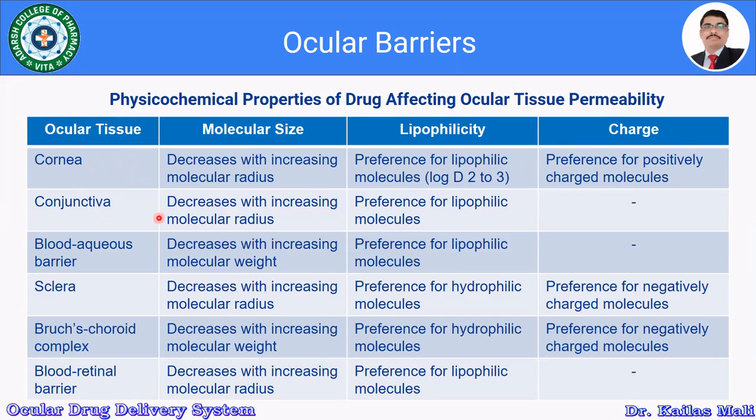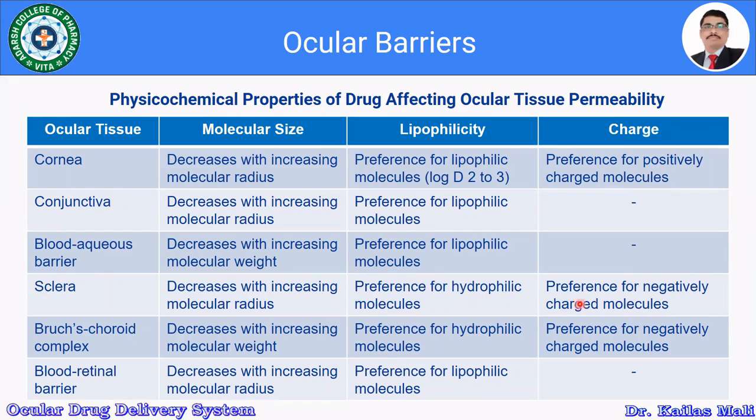Conjunctiva: the permeability decreases with increasing molecular radius. Preferentially, lipophilic molecules cross the conjunctival barrier easily. Then the blood-aqueous barrier permeability decreases with increasing molecular weight. Preferentially, lipophilic drugs permeate easily through it. For the sclera, the permeability decreases with increasing molecular radius. Preferentially, hydrophilic drugs move easily through the sclera.